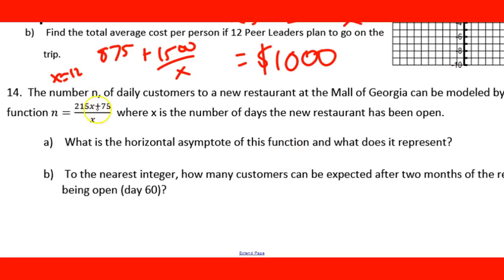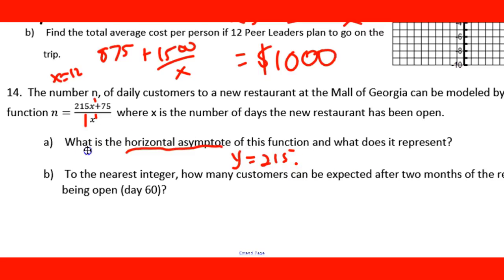Well, everything has a common denominator. So we have a degree of 1 at the top and a degree of 1 at the bottom. Remember, for the horizontal asymptote, we look at the degrees. Since we have the same degree, we divide the leading coefficients. So you have 215 divided by 1, and that's going to be 215. So y equals 215. And then it says, what does that mean? Well, what that means is that is the average number of people that will visit on a day.